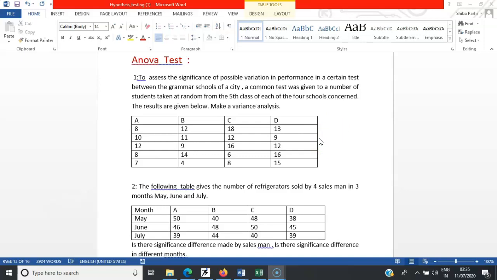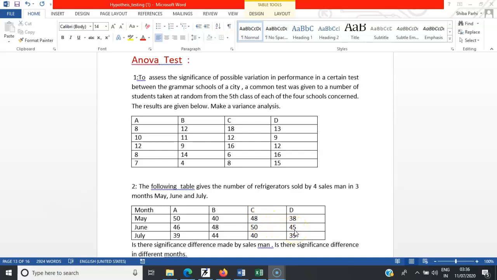ANOVA test is the test we conduct when there are samples drawn from more than two different populations. It may also happen that the samples are drawn from the same population and you are testing those samples. Let us see another example. The following table gives the number of refrigerators sold by four salesmen in the months of May, June, and July. So it is a kind of two-way ANOVA. Month-wise and salesman-wise, you want to compare their sales.